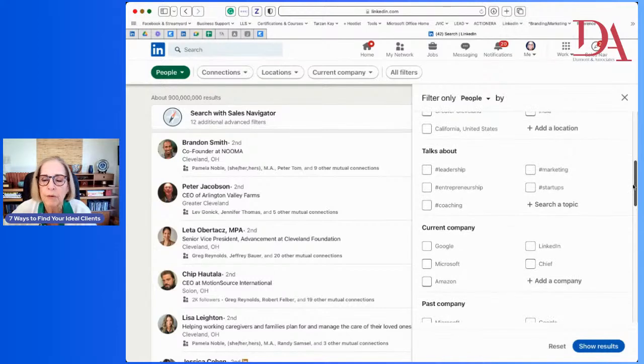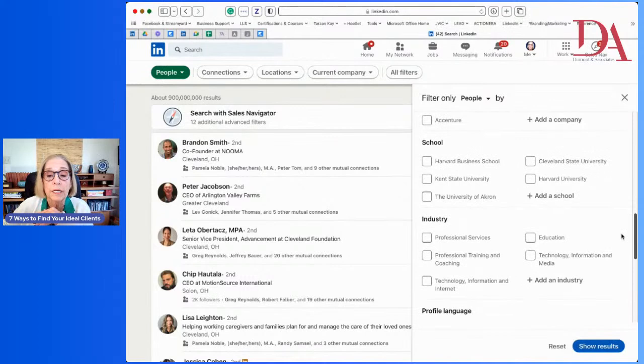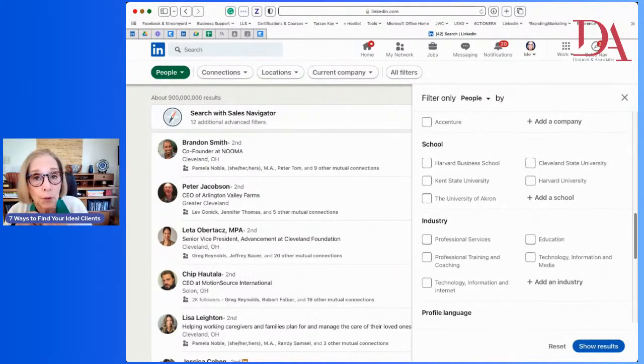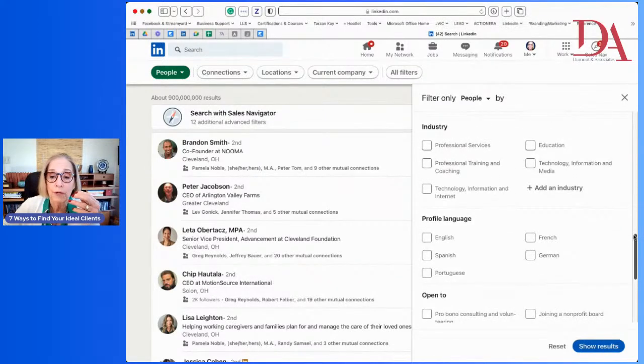And then I can go to, if I want to look at what they particularly discuss, I could find people who talk about various topics. That would be a really good way to find them. I can look at their current company. I can look at their past company. I can look at their schools, and I'm going to come back to that because that's really important. I can look at the industry.